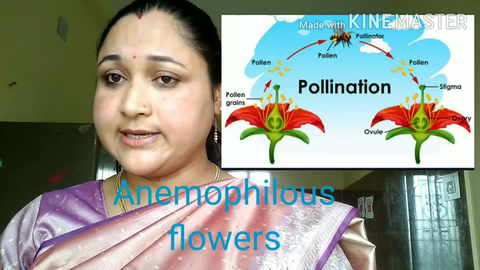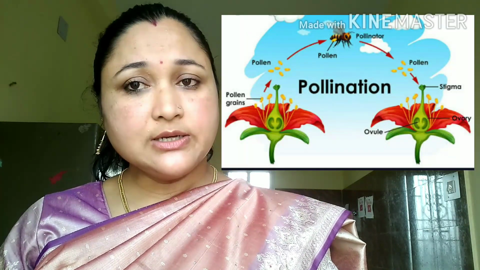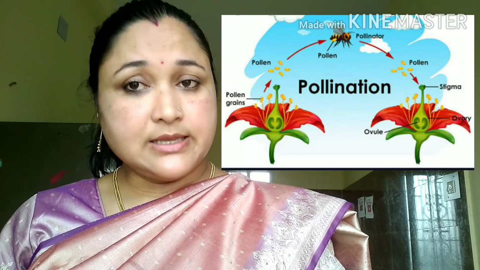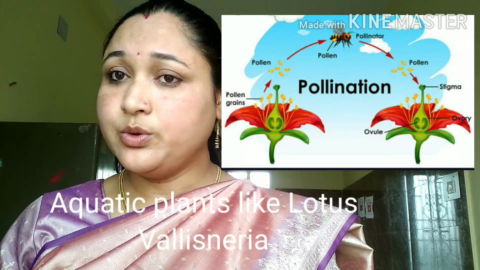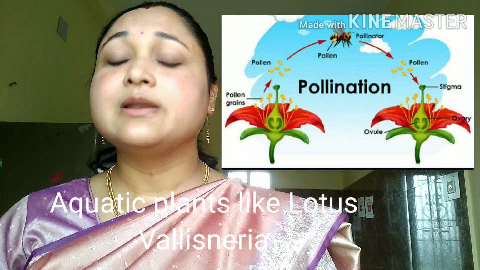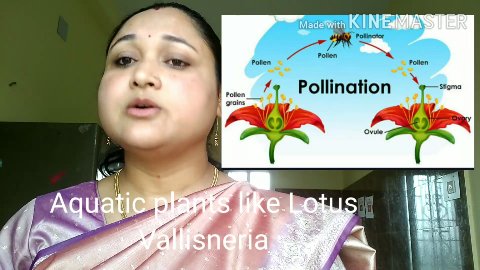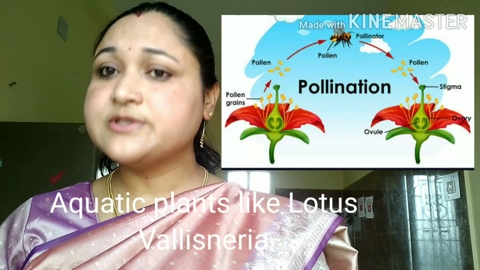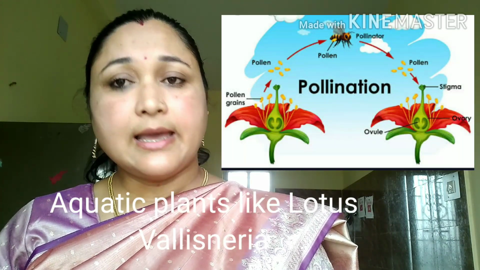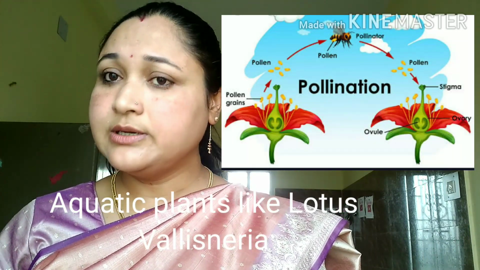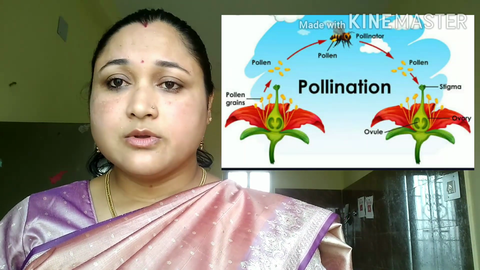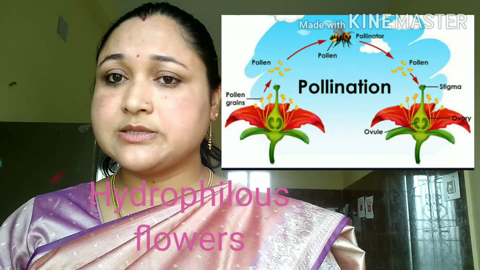Now next is the water pollination. In the water pollinated flowers, the pollen grains are released on the surface of the water in the aquatic plants that grow in the water, like the Vallisneria or the lotus. So the pollen grains are released on the surface of water and they move along with the water and they reach the flowers, and thus pollination takes place.